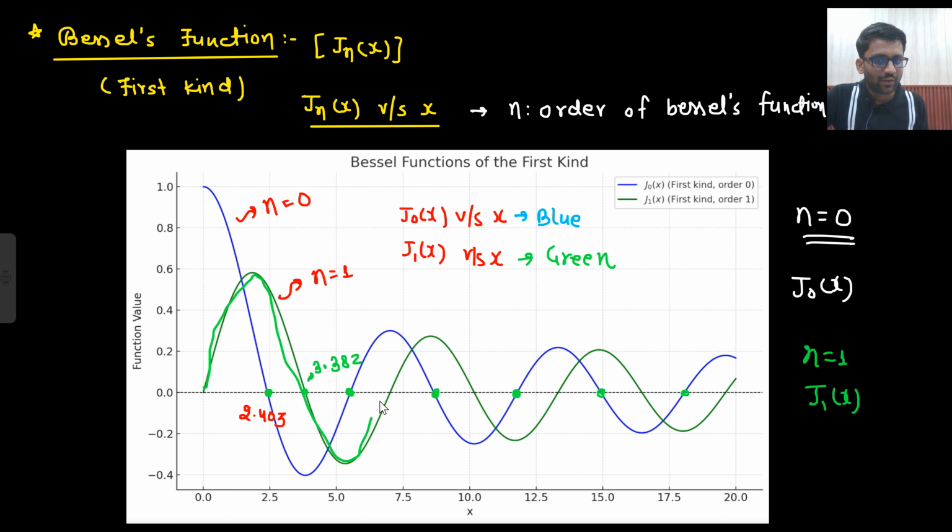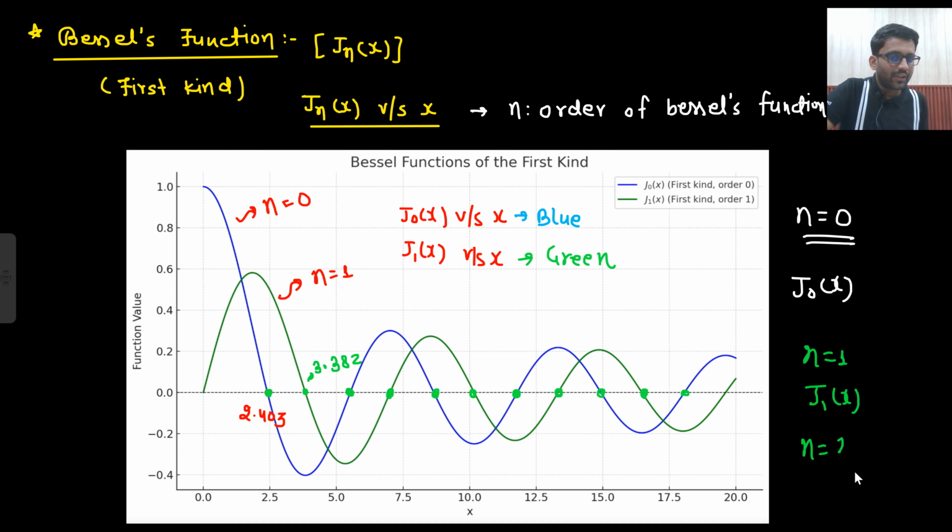You don't need to mug up this graph, okay? If a question comes, the graph will be given. So what you need to check is how many times it is becoming 0. It becomes 0 infinitely many times, but you need to check the location. At x equals 3.382, it is becoming 0 for the first time. You will not say, sir, here it is also becoming 0. No, ignore this, this is the zero for the first time. Then again it becomes 0 here, here, here.